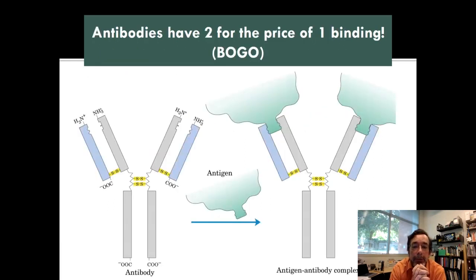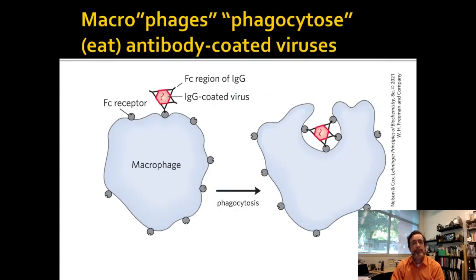Because they have 2 binding sites, you get BOGO binding, 2 for the price of 1, buy 1 get 1 free. Once you bind one antigen, you actually have another site open to bind another antigen. A lot of times this can let you bind 2 antigens, or if there's a repeating antigen, like on the surface of a virus, you can bind the virus twice if it's big enough. And once you bind a virus, for example, you see right here you have 4 antibodies have bound this little red hexagon that's a virus.